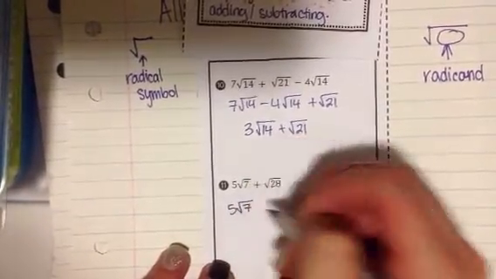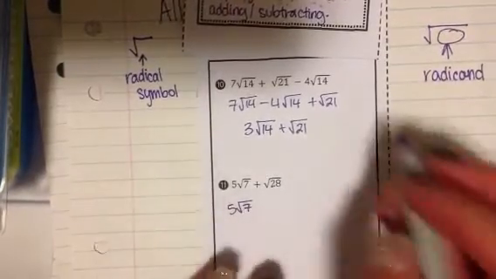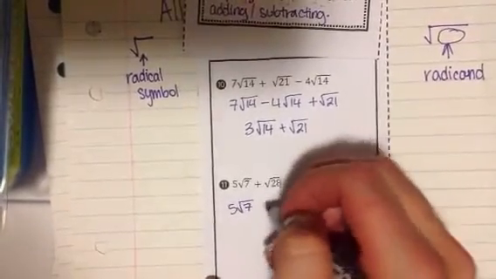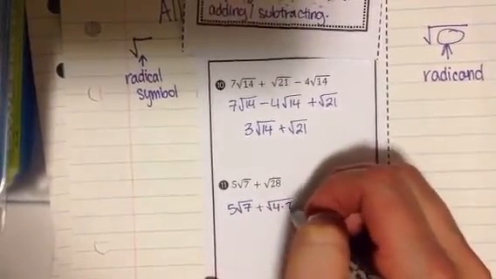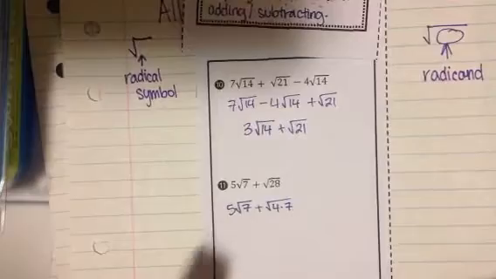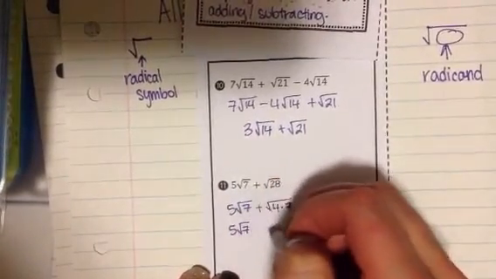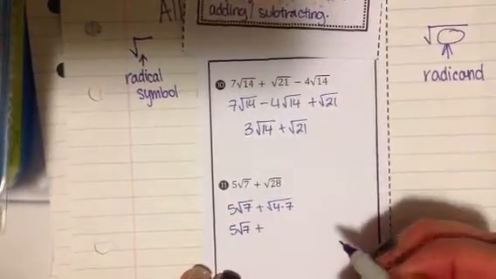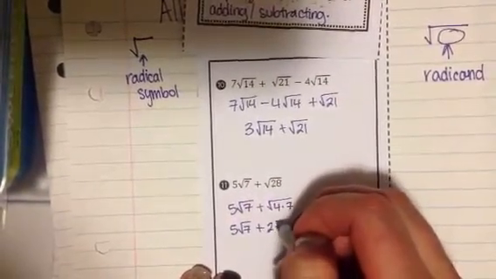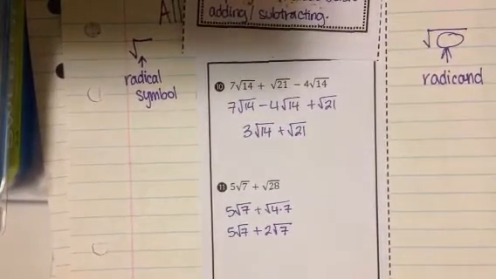I know that I can't do anything with 5 times the square root of 7. 7's a prime number. It's not a perfect square. But the square root of 28 can be broken down into 4 times 7. And 4 just happens to be a perfect square. So I can rewrite this as 5 times the square root of 7 plus the square root of 4 is 2, so I'm going to have a 2 on the outside. And the 7 is going to stay inside because I don't know what the square root of 7 is.